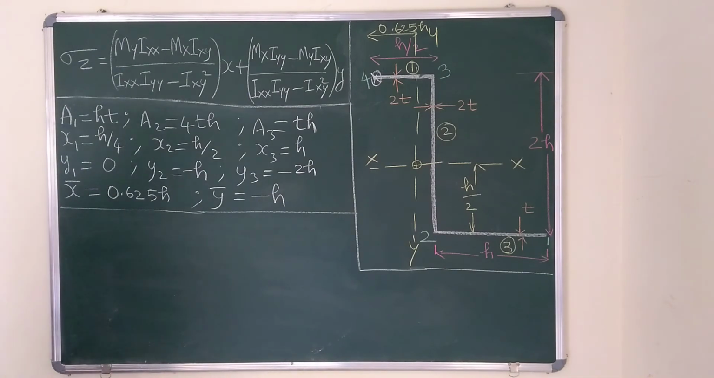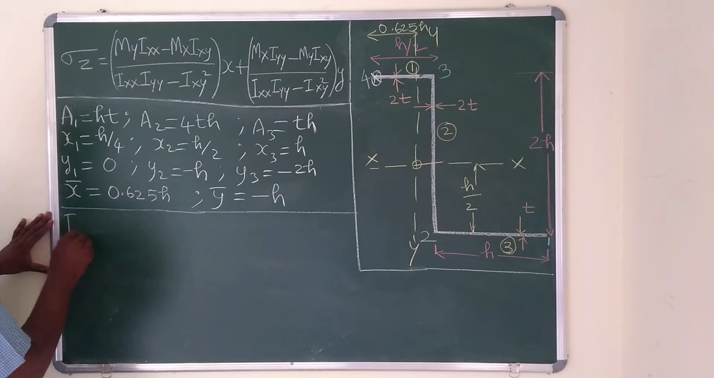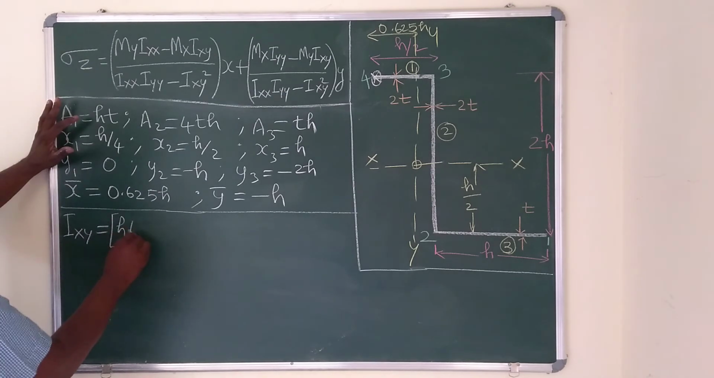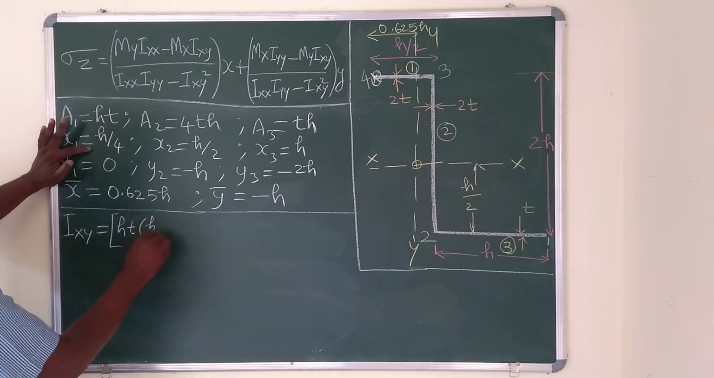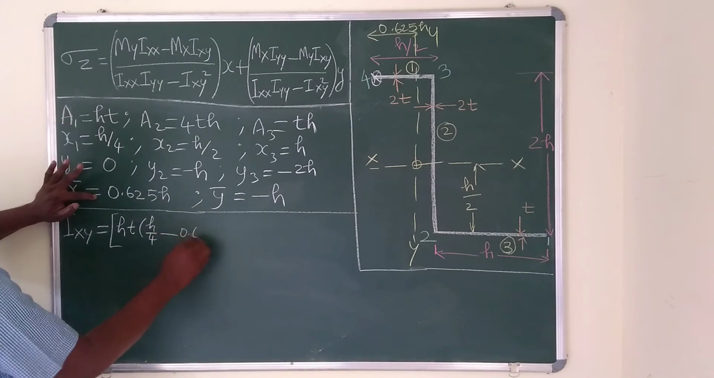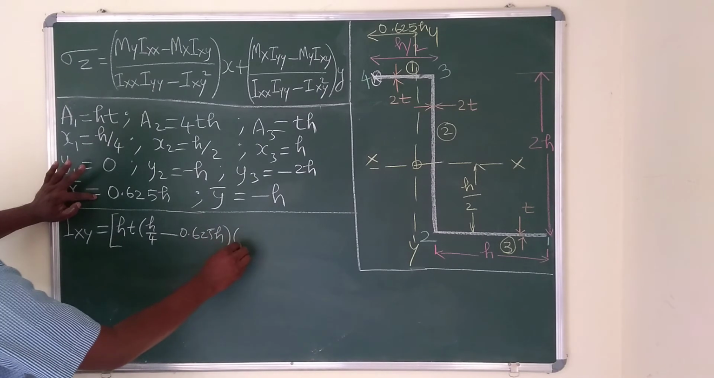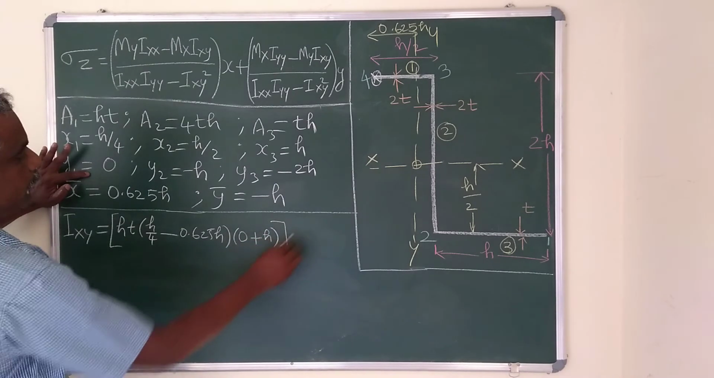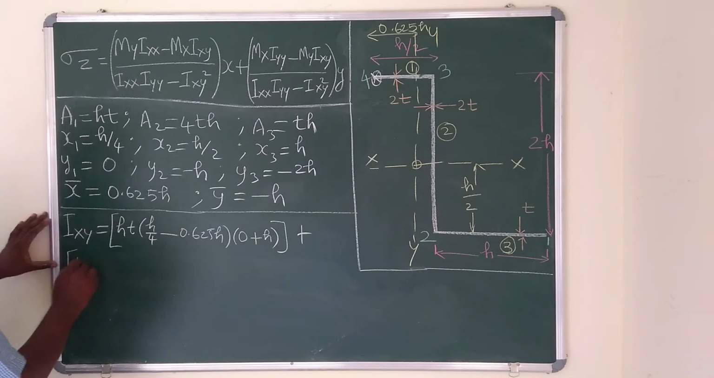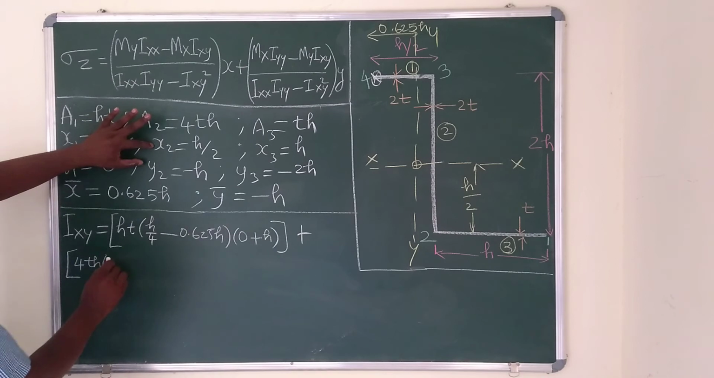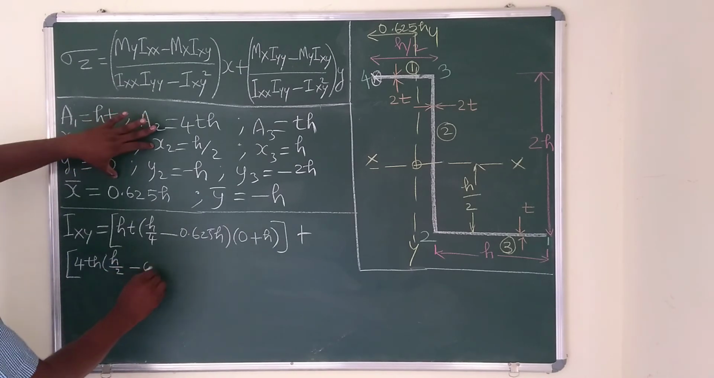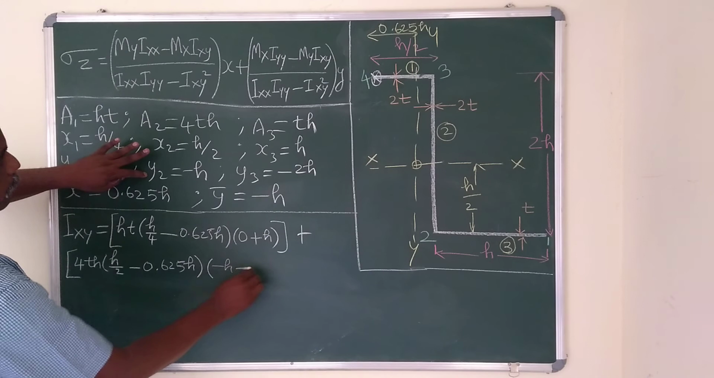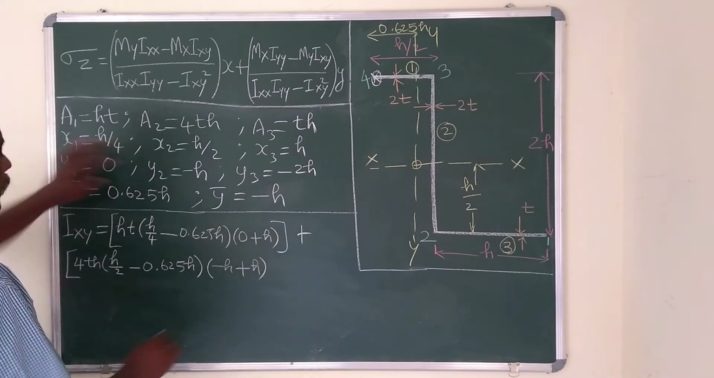Okay, so Ixy is nothing but area into (x minus x bar) into (y minus y bar). The product moment of inertia Ixy is equal to, for the first section, A1 into (x1 minus x bar) into (y1 minus (minus plus y bar)), plus A2 into (x2 minus x bar) into (y2 minus (minus plus y bar)).